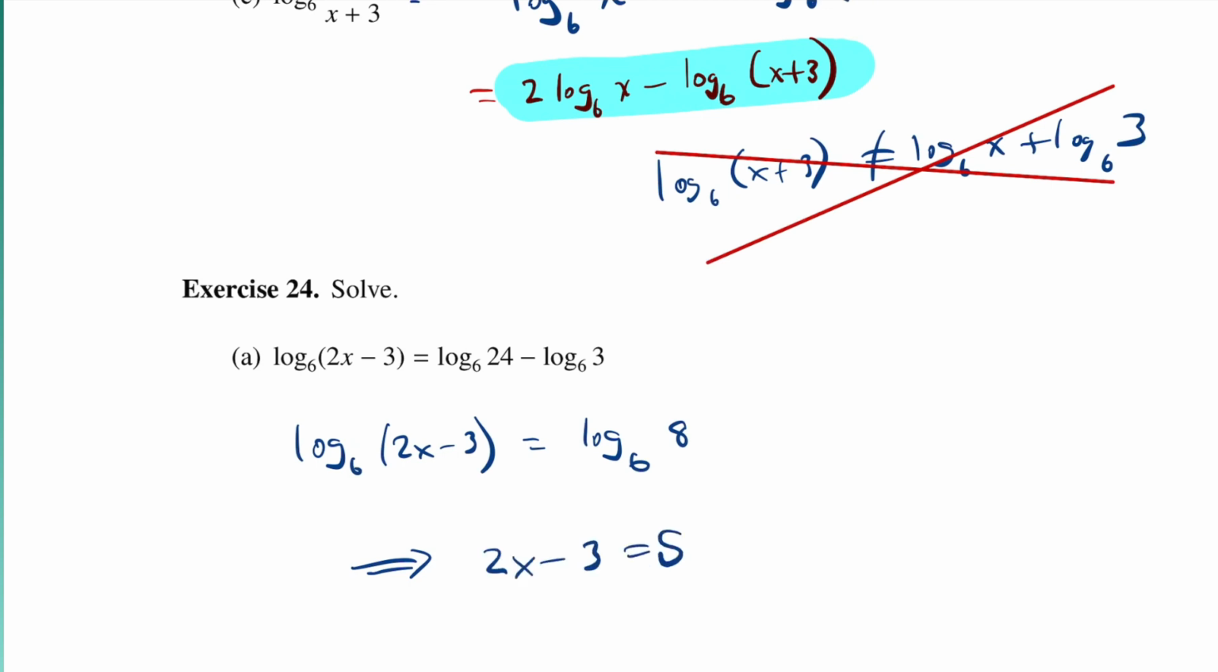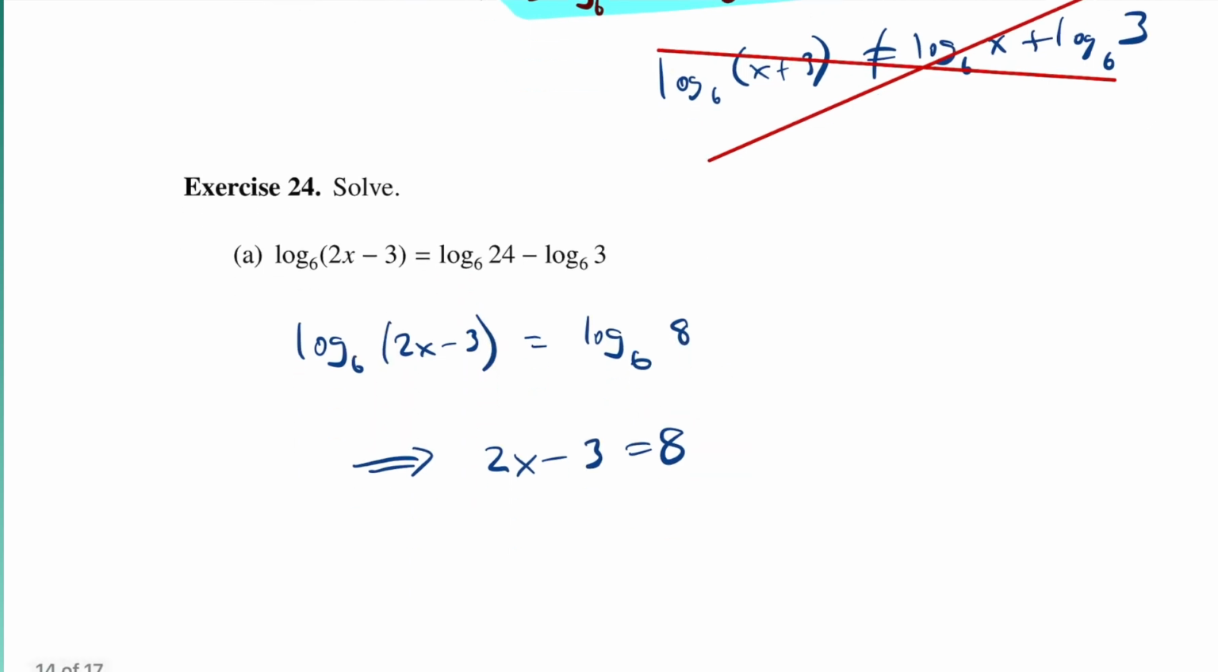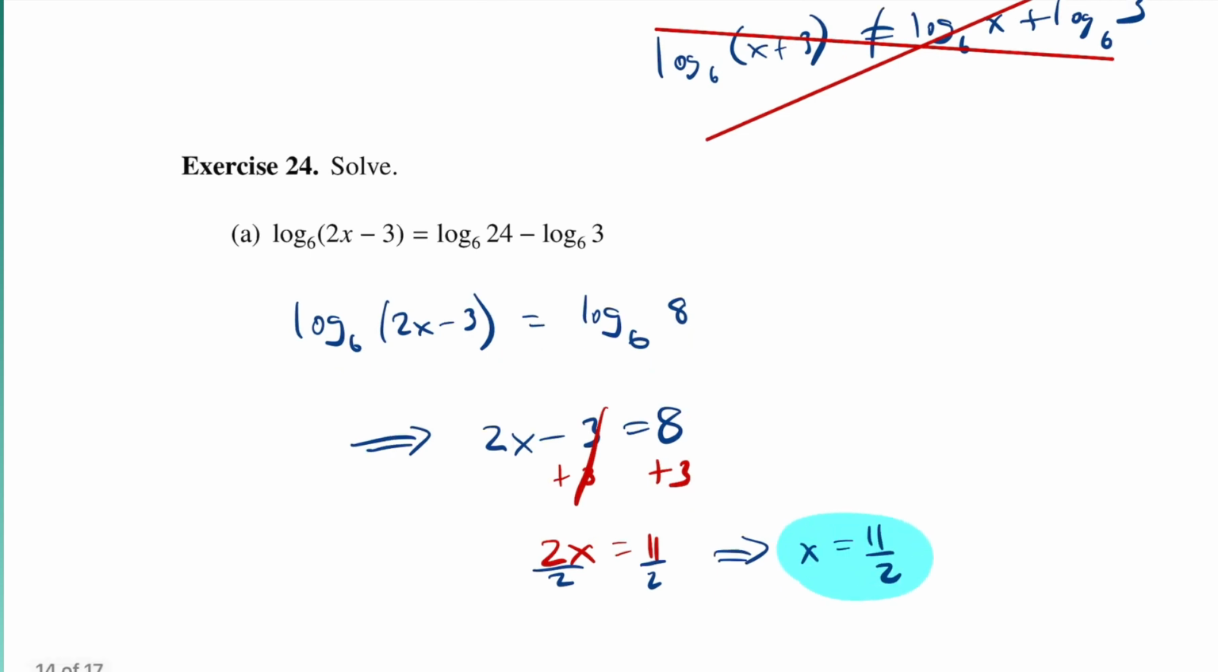So here are the arguments. You set those equal to each other. And now you solve for x. X equals 11/2. Fractions are fine. You could convert that to a decimal if you prefer. I personally prefer fractions, but either one is fine.